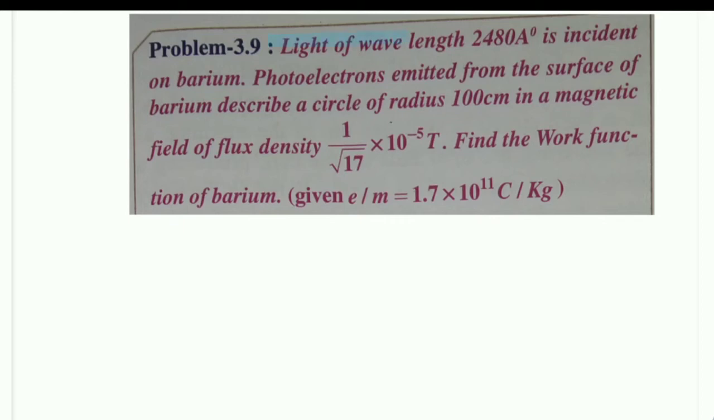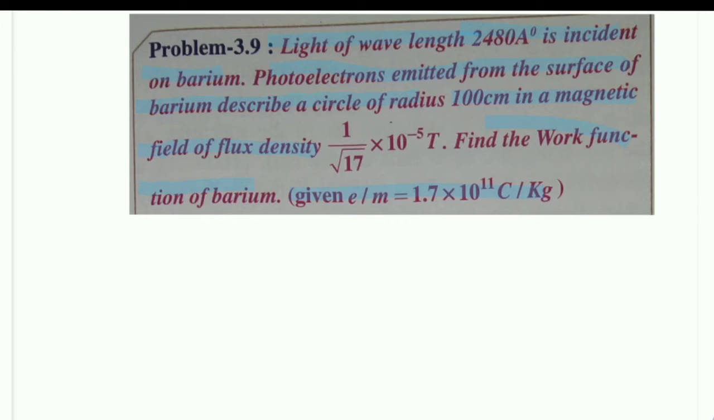Light of wavelength 2480 angstrom is incident on barium. A beam of photoelectrons emitted from the surface of the barium describes a circle of radius 100 centimeter in the magnetic field of flux density 1 by root 17 into 10 to the power of minus 5 Tesla. Find the work function of barium. Given e by m value 1.7 into 10 to the power of 11.